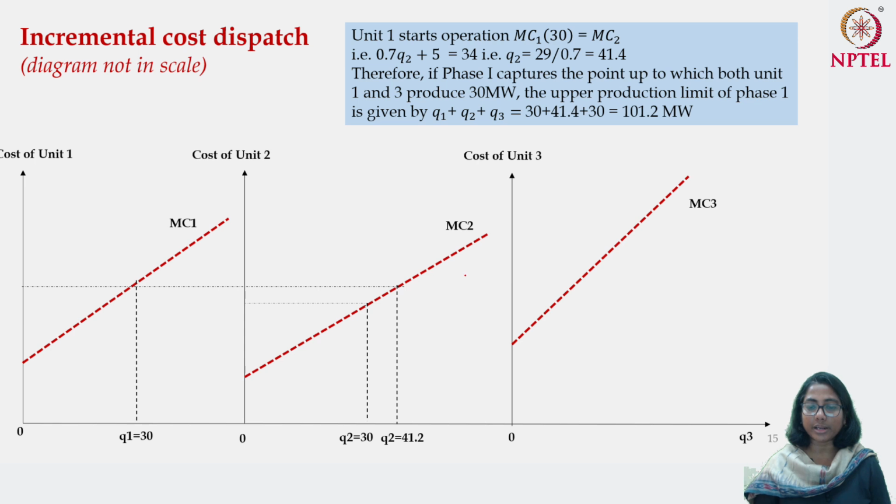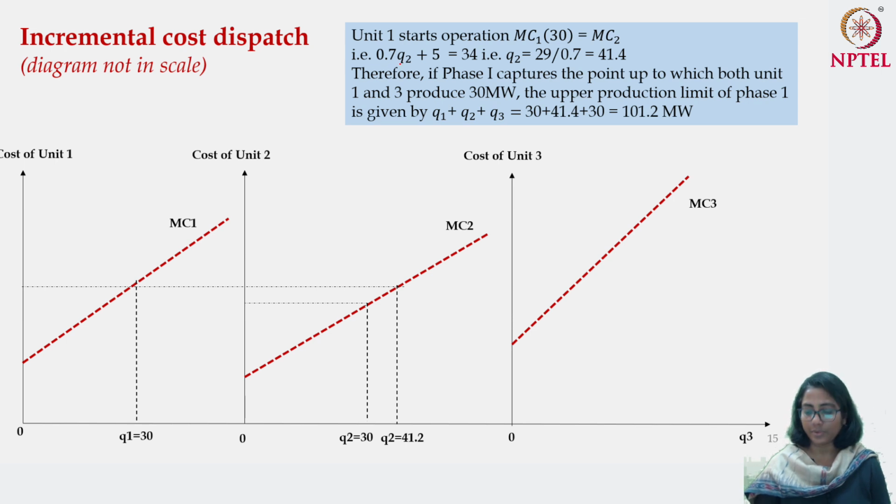the marginal costs are equalized. So when marginal costs are equalized, it means that the marginal cost that you would need to produce 30 units in plant 1 is the same as the marginal cost that you need to produce 41.2 units in the second plant. Beyond that, what you produce doesn't matter, whether you produce in the first plant or in the second plant. So the condition is given by MC1 at 30 should be equal to MC2. Now what is MC1 at 30? That is 34.